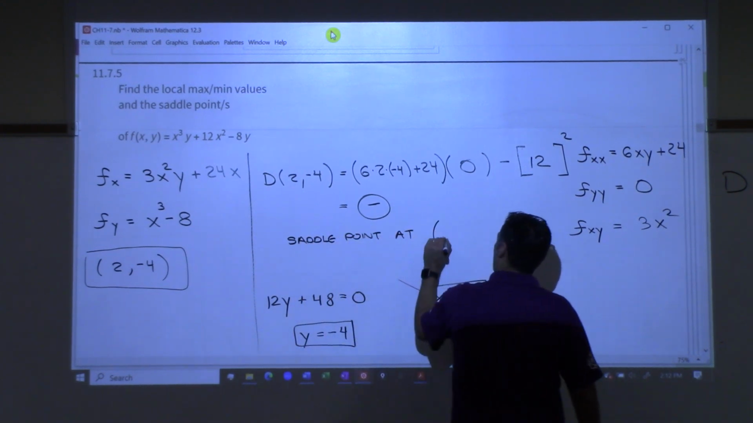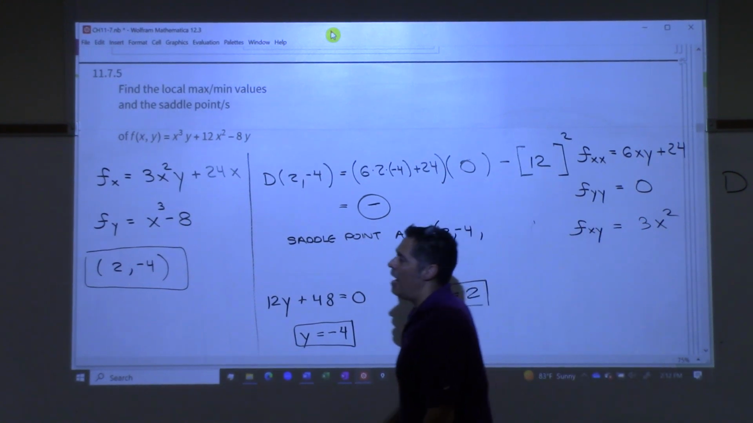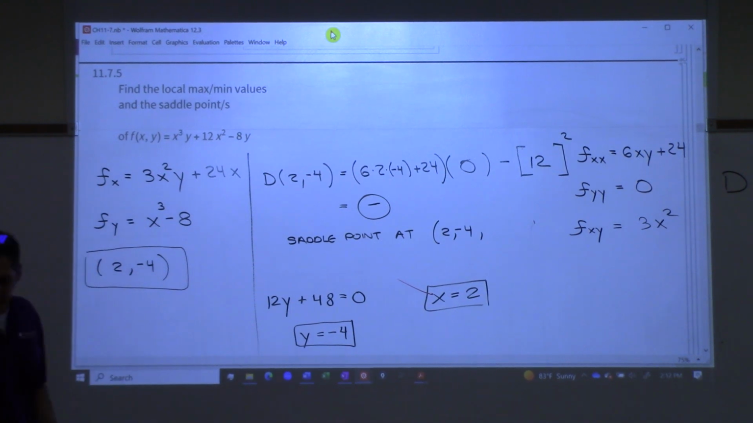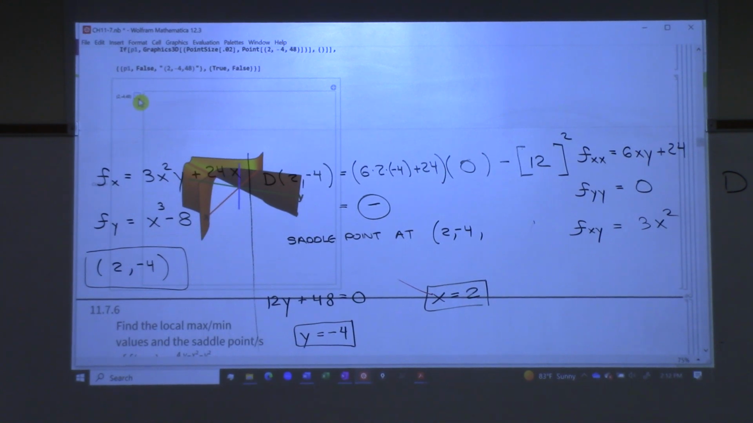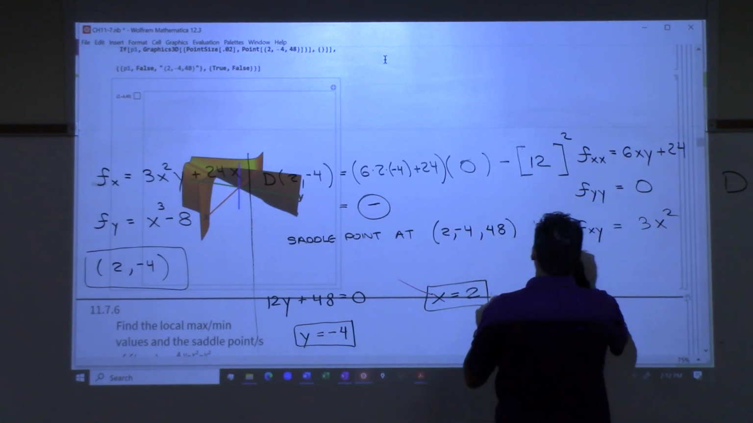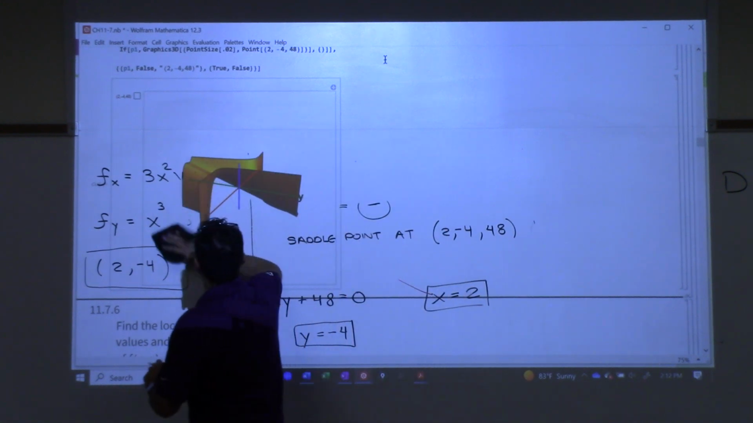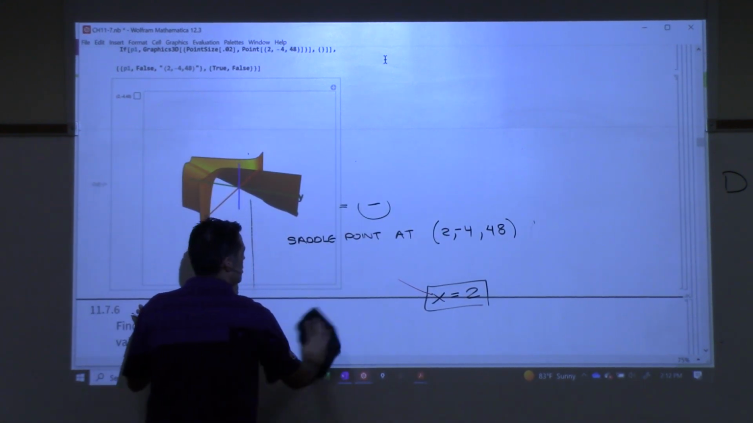at the x-coordinate 2, y-coordinate -4, and for the z-coordinate, I have to plug those values into that, right? I think I'm going to cheat because I have it here already. You should get 48. I like that. 48. I'm not showing that step, but just remember the x and the y you're looking at go into the original function.